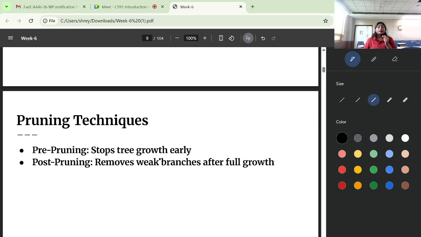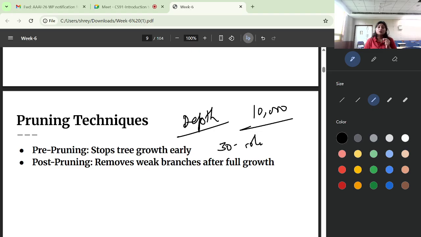Now, another problem with decision trees is their depth. Let's say I have 10,000 rows, and to analyze that data and create a tree, maybe we have 30 columns. It may be a very huge burden to create trees in depth, because just think about it.